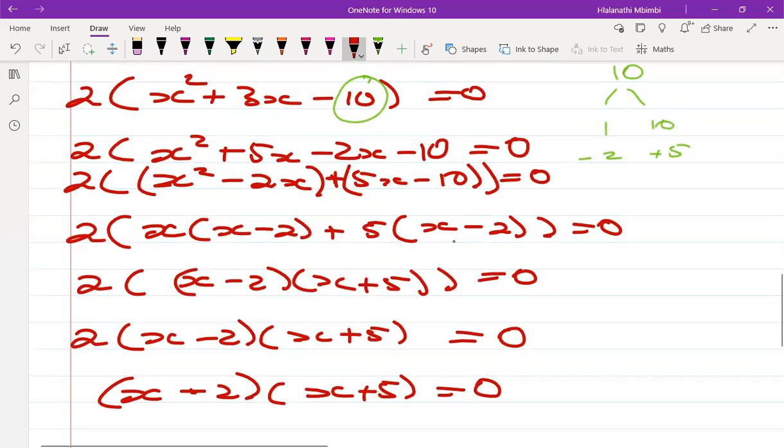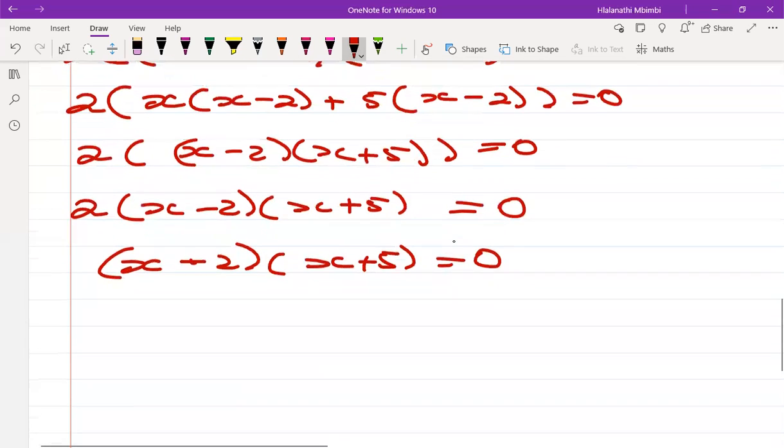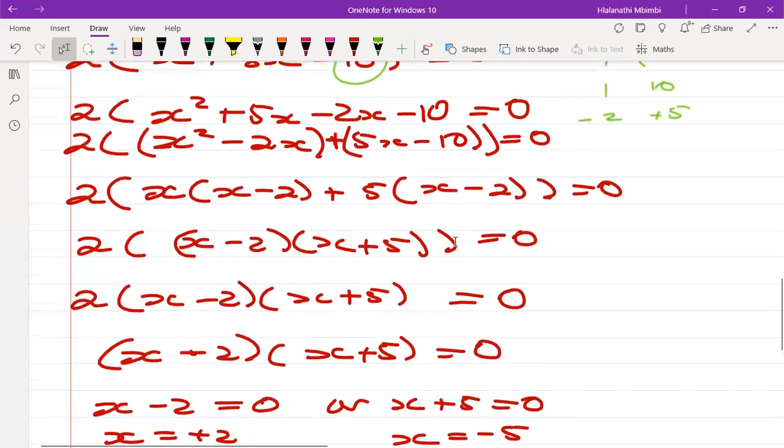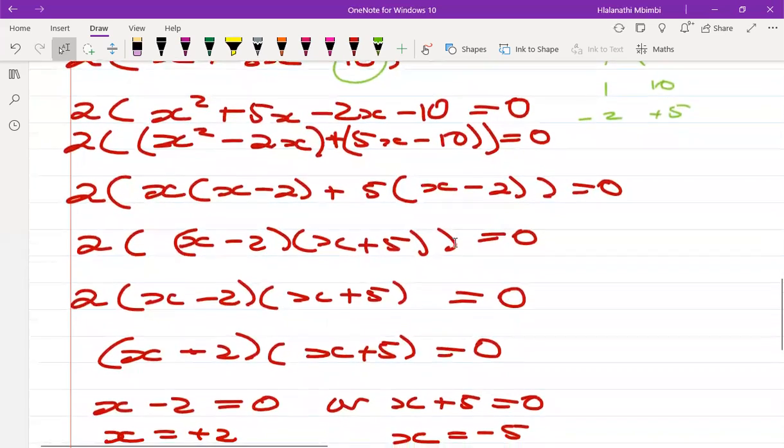Okay. So anyway, we have the same situation here where we can say x minus 2 is equal to 0 or x plus 5 is equal to 0. In this case, x would be minus 5. And in this case, x would be plus 2. Okay, got it.